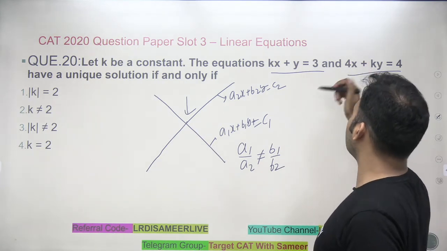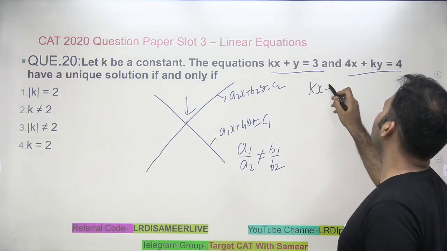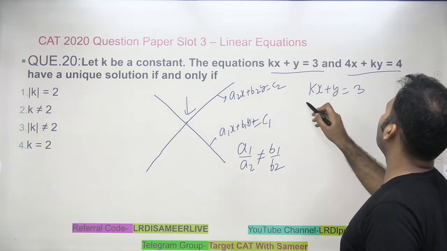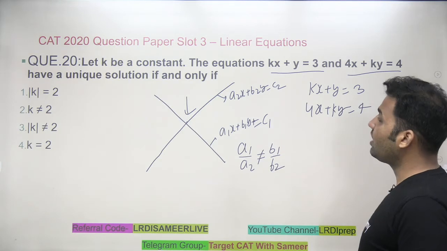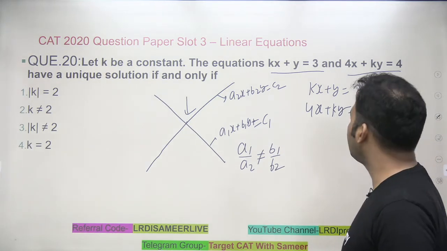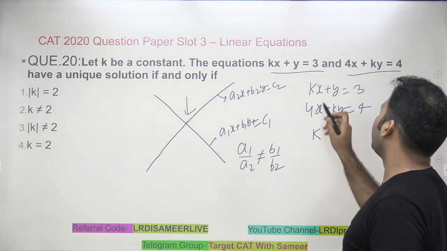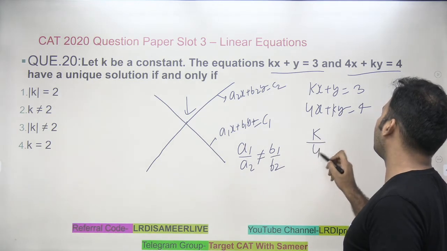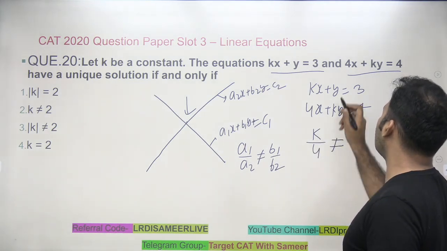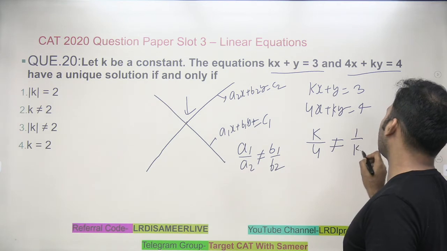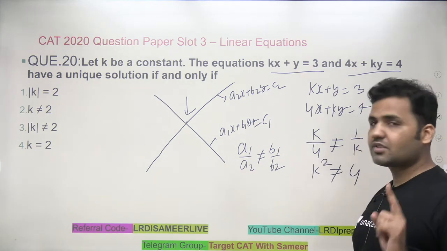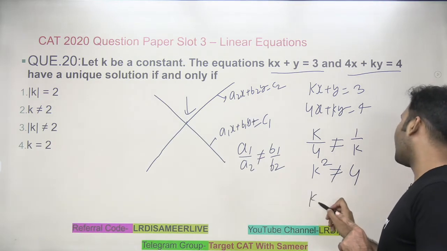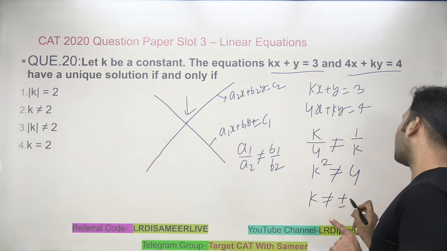Now, these are the two equations given to me. Kx plus y is equal to 3 and 4x plus ky is equal to 4. If I want the equation to have a unique solution, I need to make sure that coefficient of x, k upon 4, should not be equal to coefficient of y, 1 upon k. That means k square should not be equal to 4. If k square should not be equal to 4, that means k should not be equal to plus minus 2.